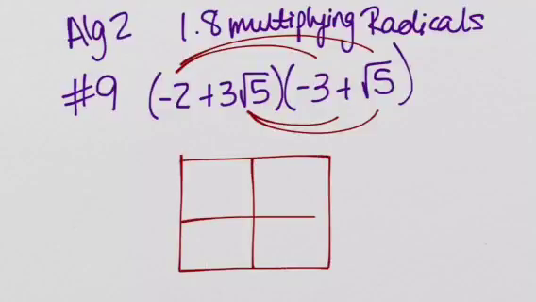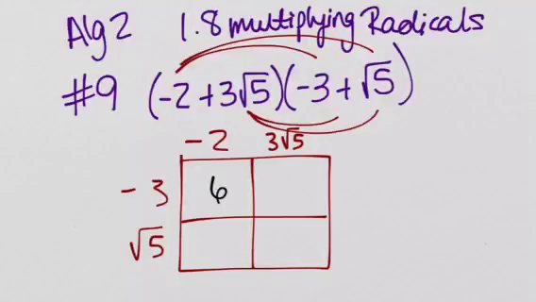I'm going to use the box just to show you where I get all my terms from. I'm going to put my first binomial across the top, so negative 2 and then 3 square root 5, and then negative 3 square root 5. Then you just multiply into the box. Negative 2 times negative 3 is a positive 6. Then negative 3 times 3 root 5, multiply the outsides together, so that would be a negative 9 root 5.